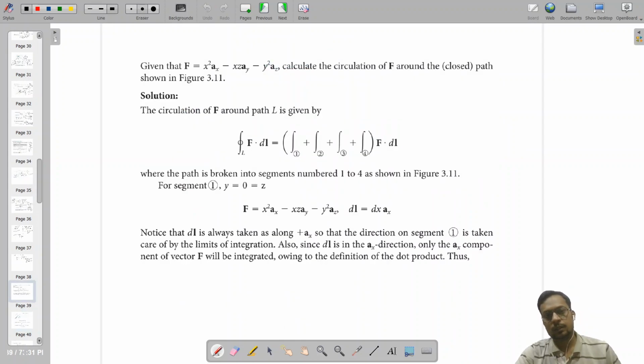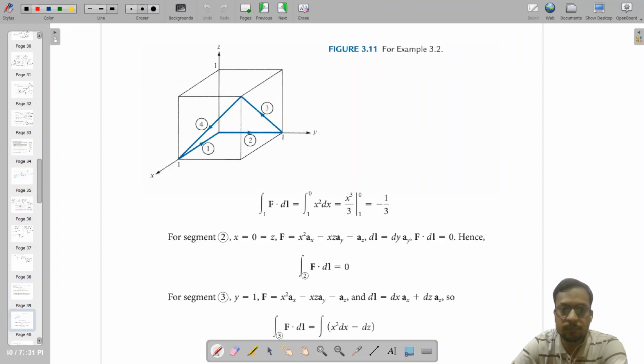Now have a look at the numerical. Here we have a given vector F and we have to evaluate its circulation along the given path. So what is the path? Here is the figure. The path is divided into four sections, section 1, 2, 3 and 4. Section 1 is directed in the x plane from point 1 to 0. Section 2 is directed in the y plane from point 0 to 1, while section 3 is in between the xy plane and xz plane.